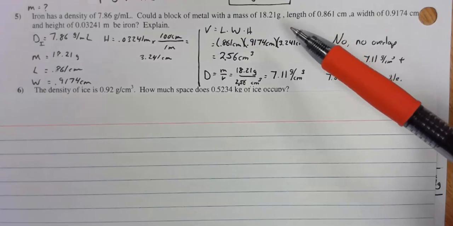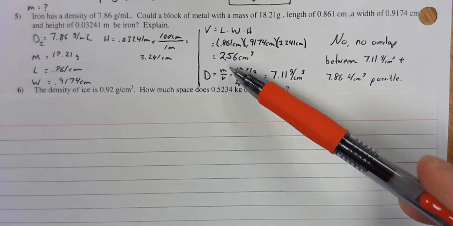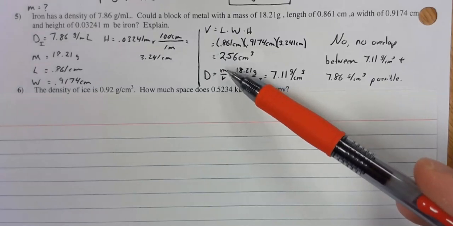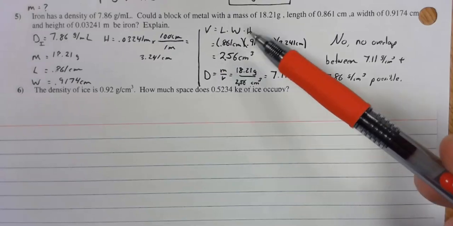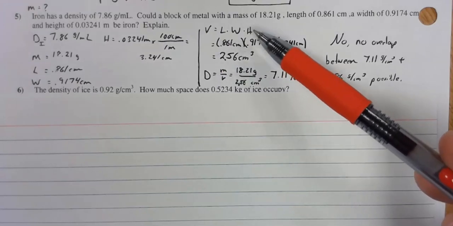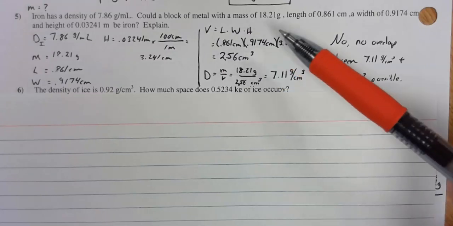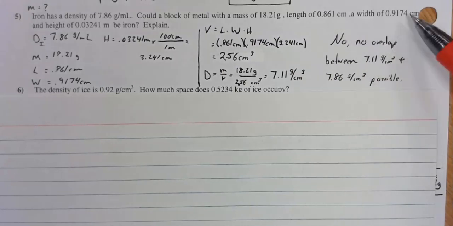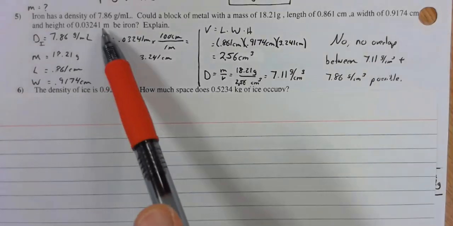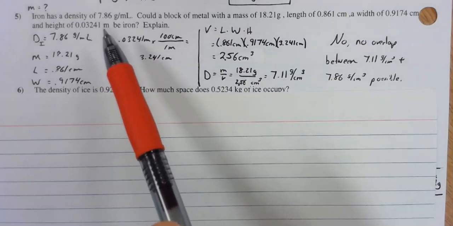In order to find density, which I have down here, I need mass and volume. I have the mass, okay, 18.21 grams. I don't have the volume. I need to find it. Well, how can you find volume with length, width, and height? Well, you can multiply them all together. So notice though, you have a length in centimeters, a width in centimeters, and your height in meters. So that's no good, all right? So what can we do here?